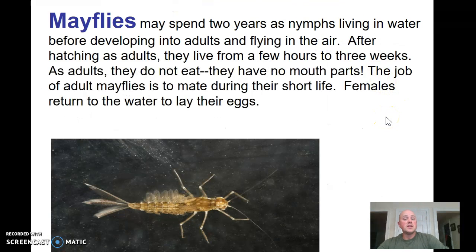Mayflies spend 2 years as nymphs living in water before developing into adults and flying in the air. After hatching as adults, they live for a few hours to 3 weeks. As adults, they do not eat. They actually don't have mouth parts when they're adults. The job of adult mayflies is one thing, and that is to mate during their short life. Females return to the water to lay their eggs, and that's it. It's a little bleak, I guess.